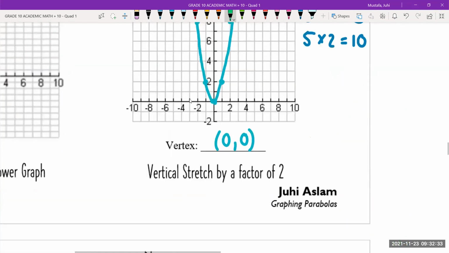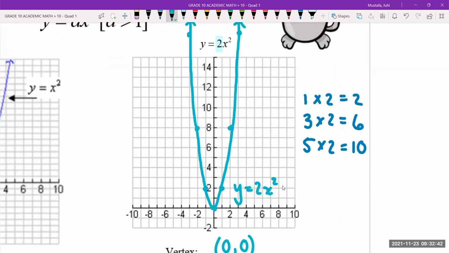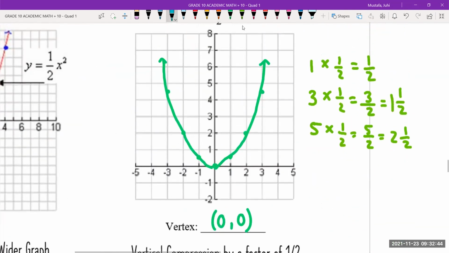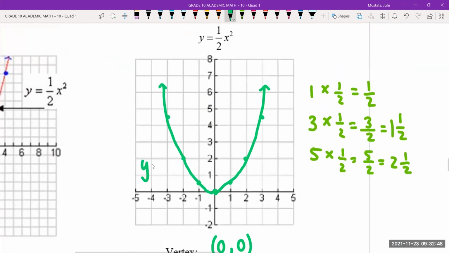By the way, I don't think I labeled this graph. So let's go back here and label this. And I did not label this either. So let's go back here and label this. Oh, you know why? I'm zoomed in too much.